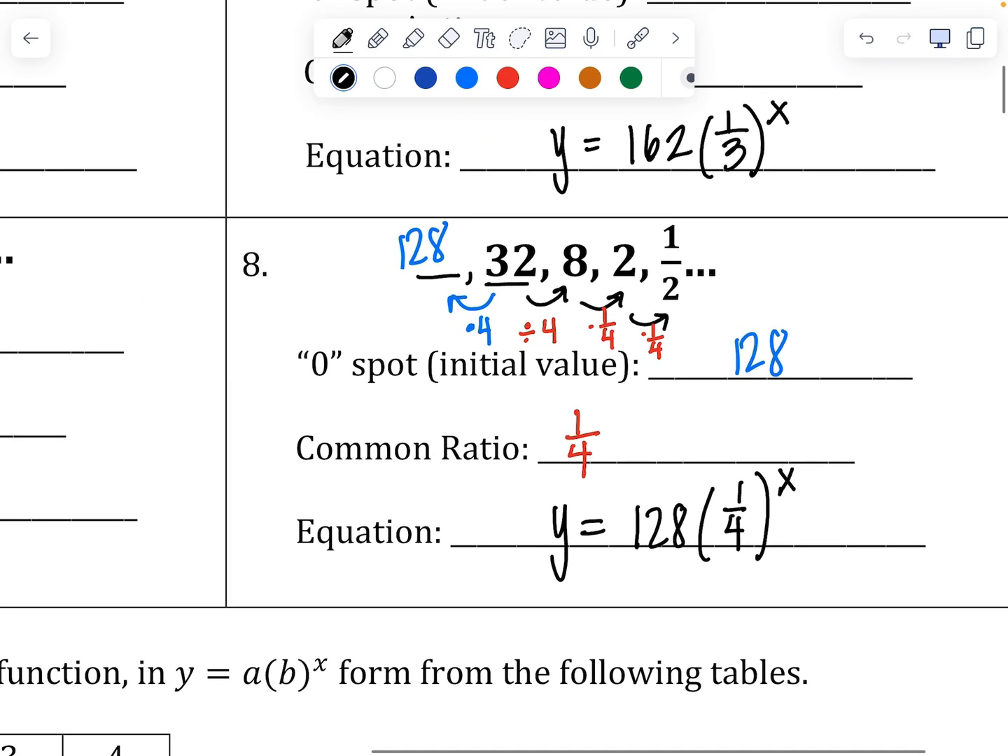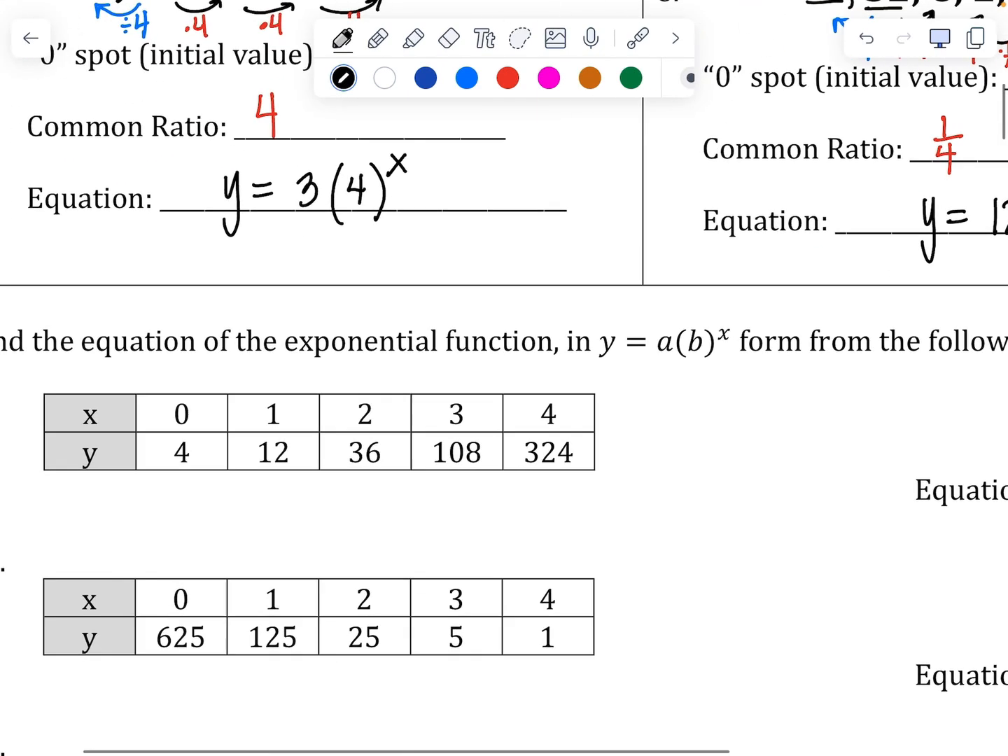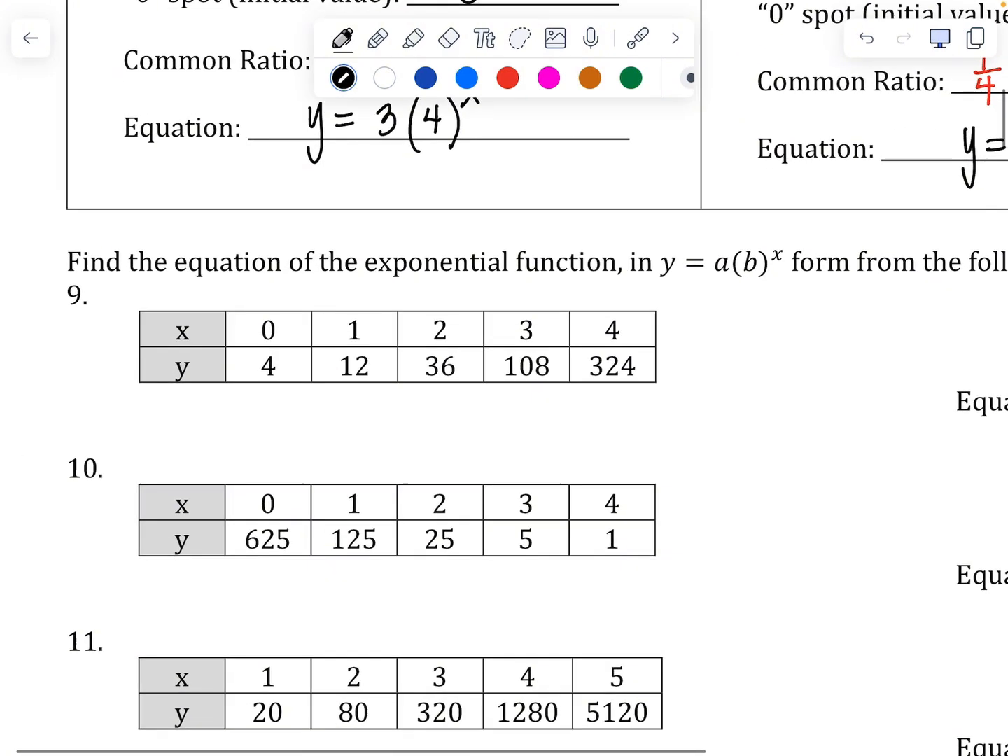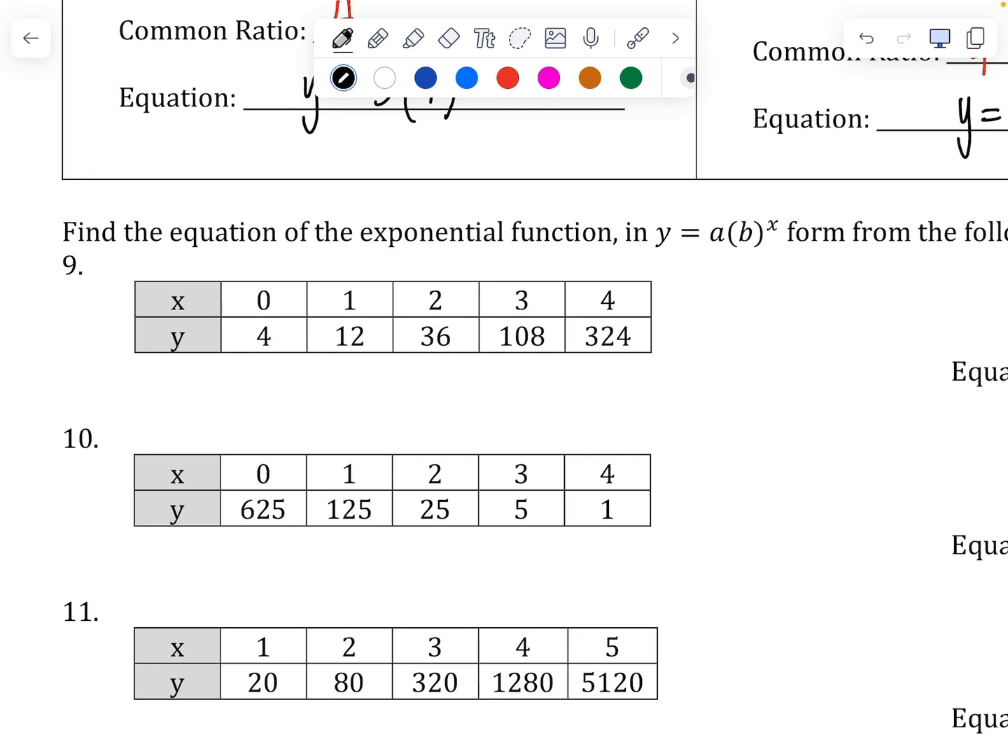Alrighties, very good job. Now let's go ahead and do numbers 9 through 11. And this is 100% on the exam. So this entire page is setting you up for success. I need you to first find the pattern in the y's and then see if you can find the 0 spot. Sometimes the 0 spot is given to you, but sometimes it isn't. Okay, here is our 0 spot given to us in question 9. So great, I kind of made you do less work there.